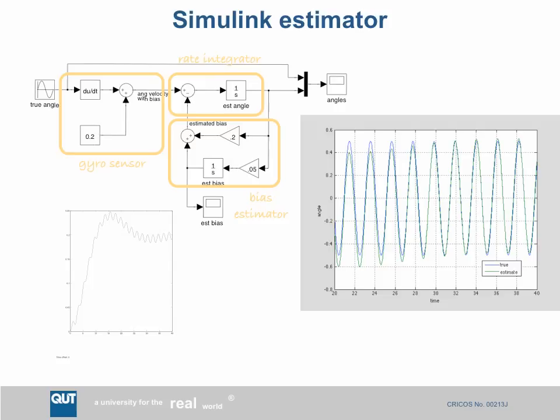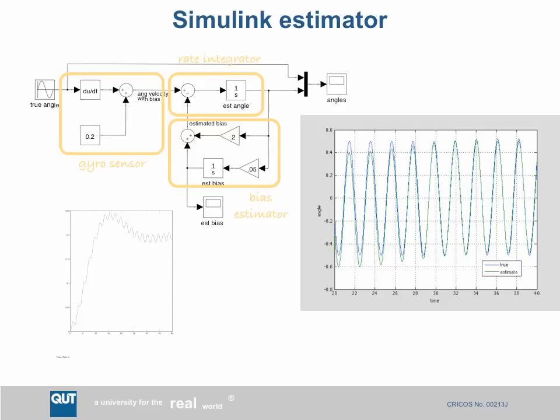The graph that's shown down here in the bottom left shows an estimate of what that bias is. And we can see that the estimate of the bias starts off at zero. It's a little bit oscillatory, but it goes up to about 0.25 and then falls down to around 0.2. So it has converged on the bias that I added to the gyroscope. So although I chose a bias of 0.2, the bias estimator doesn't know that. It's figured out a bias of 0.2 all by itself.